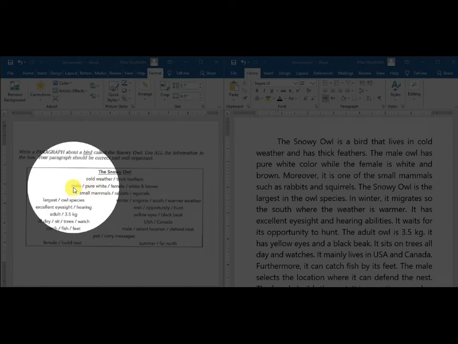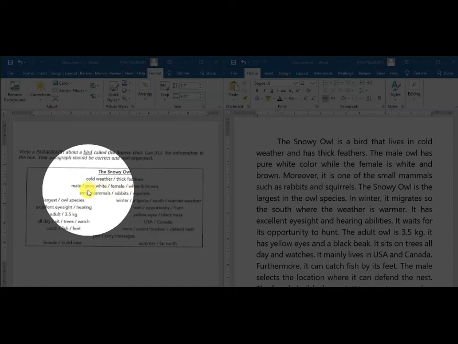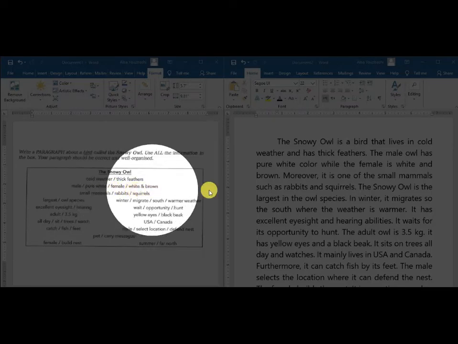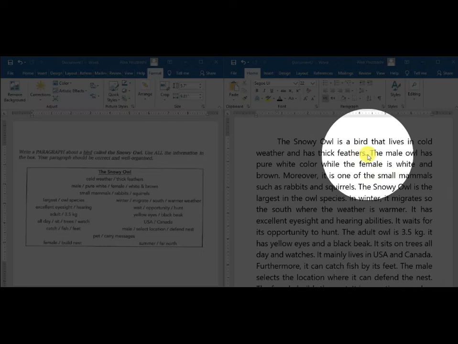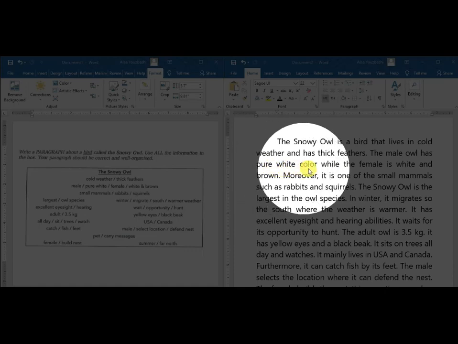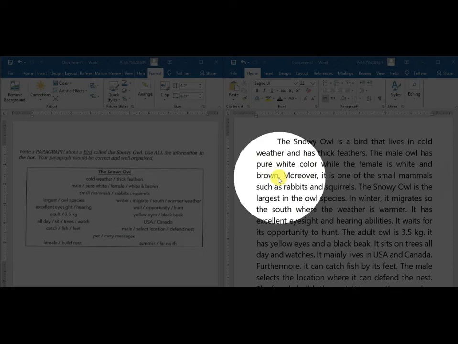Now the second piece of information, they are saying male pure white, female white and brown. What does that mean? Here I should ask myself that question. Male pure white means that the male has a pure white color, while the female is white and brown. So what can I say? You can see that I finished the first sentence with a full stop. Now I move to the second piece of information. So I can say the male owl, or the male bird, no problem about that, has pure white color, while the female is white and brown. And you see that again I finished with a full stop.